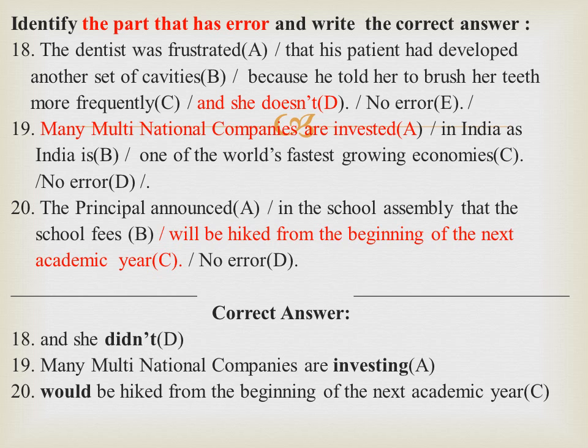Let us see the last sentence. The principal announced in the school assembly that the school fees will be hiked from the beginning of the next academic year. This sentence is indirect speech. So we have to change will to would. The error is in part C. Would be hiked from the beginning of the academic year is the correct answer. If you are interested, I am ready to teach you direct and indirect speech also in detail.